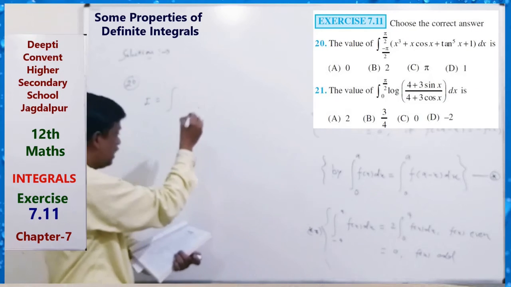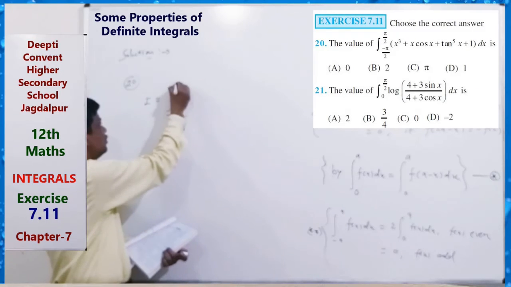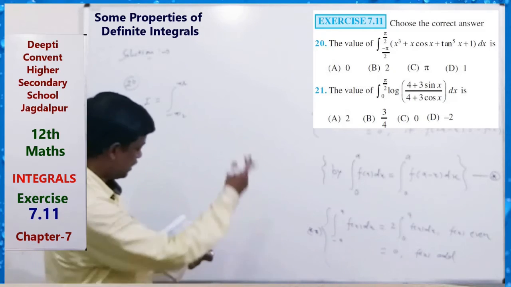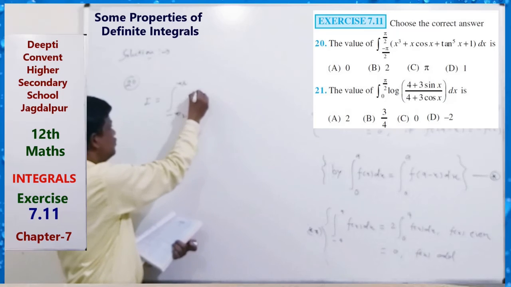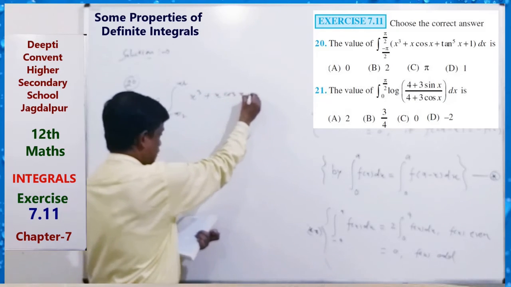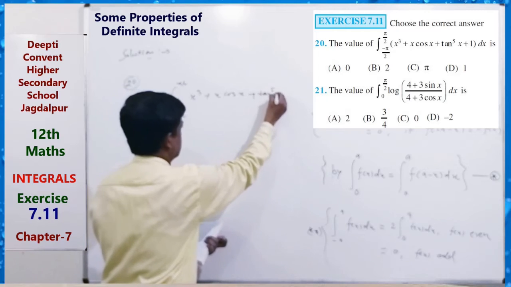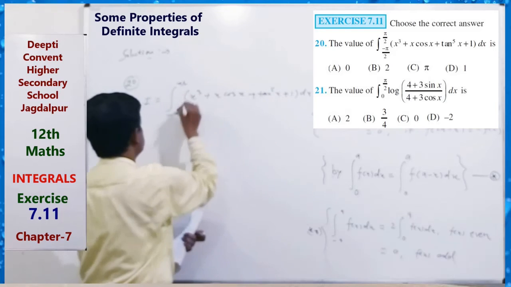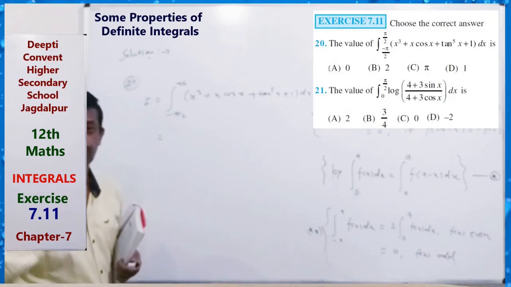First part is minus pi by 2 to pi by 2, minus a to a. First part x cube. Second part x cos x. Third part 10 power 5x plus 1 dx. So we see here 4 parts.